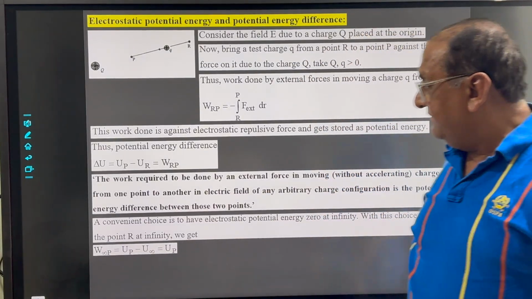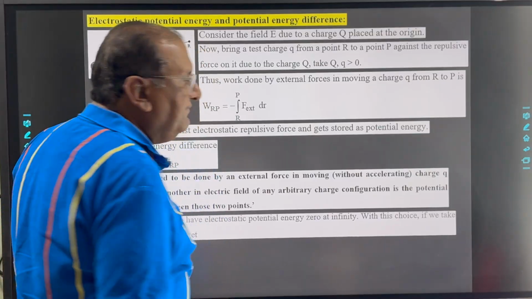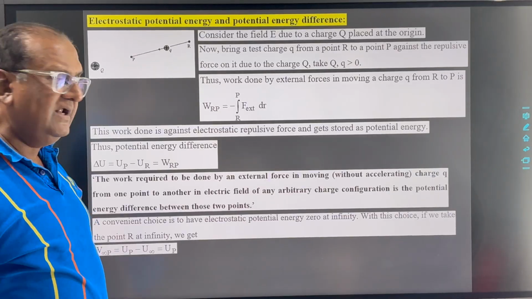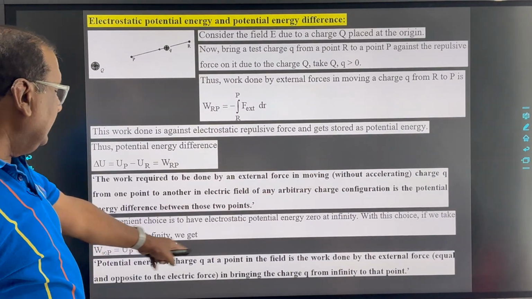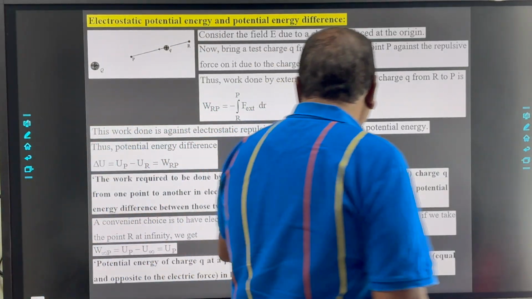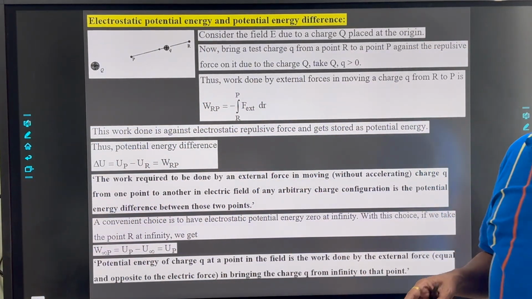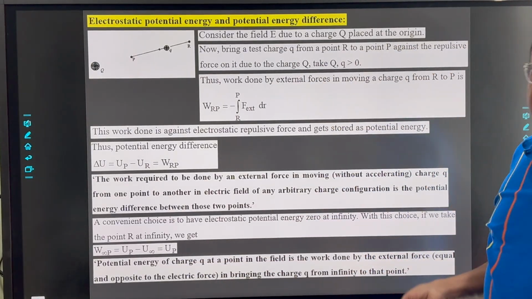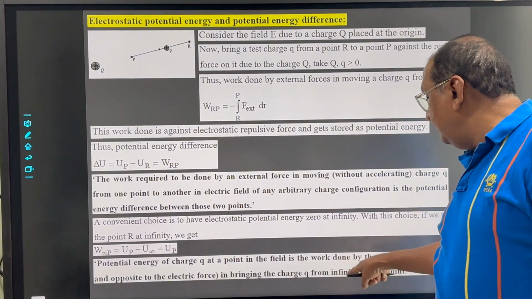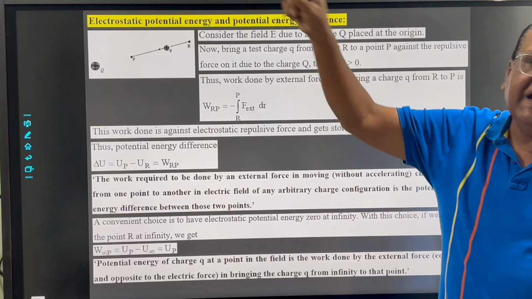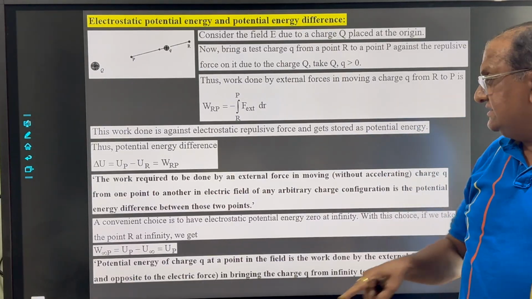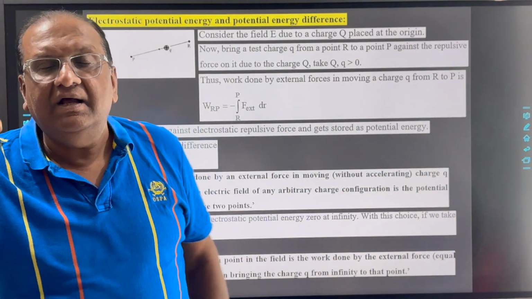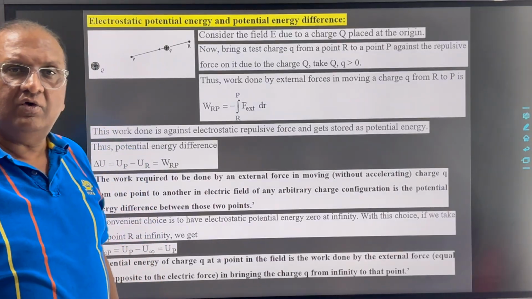It implies that now we can write the definition of electric potential energy at any point in the given electric field. The potential energy of charge q at a point in the field is the work done by the external force, equal and opposite to the electric force, in bringing the charge q from infinity to that particular point. So this is called the potential energy of that charge small q at a given point P. Clear to all of you?